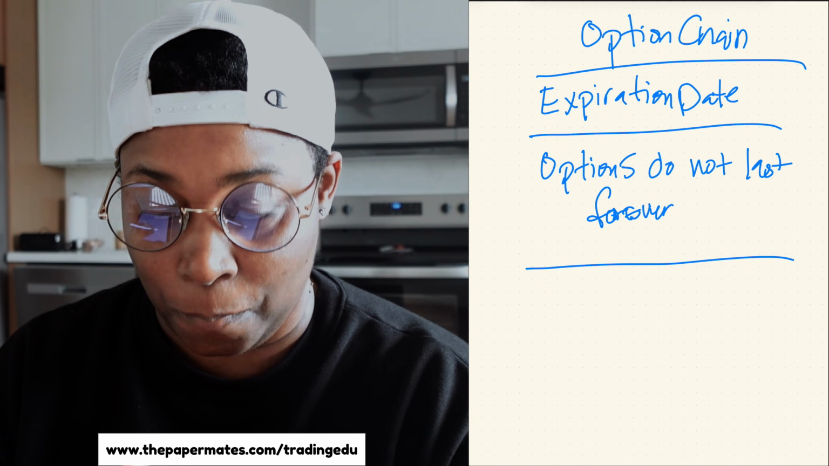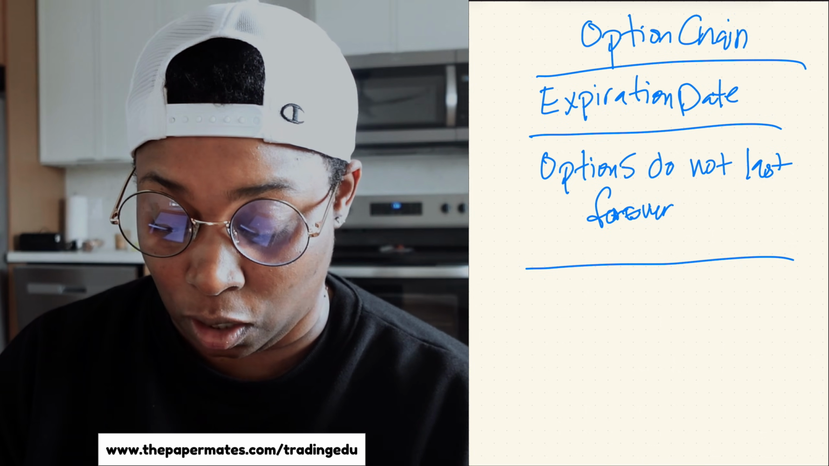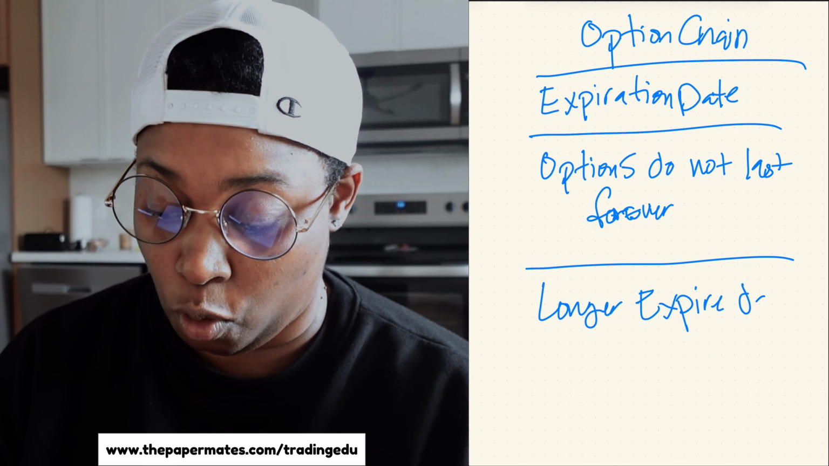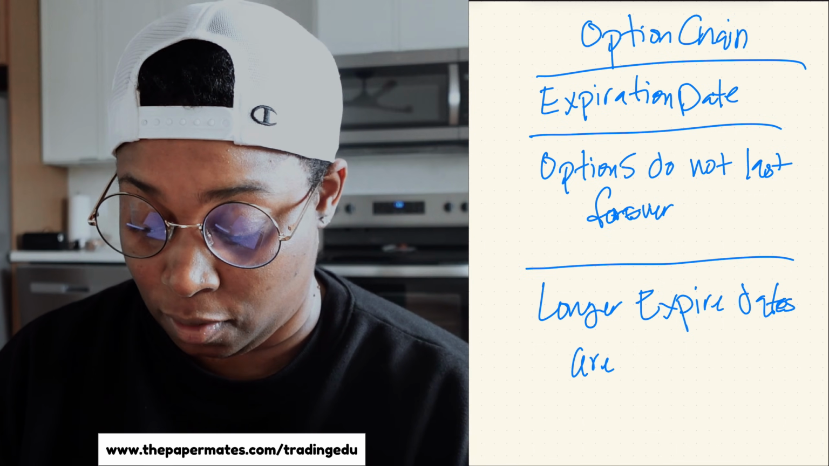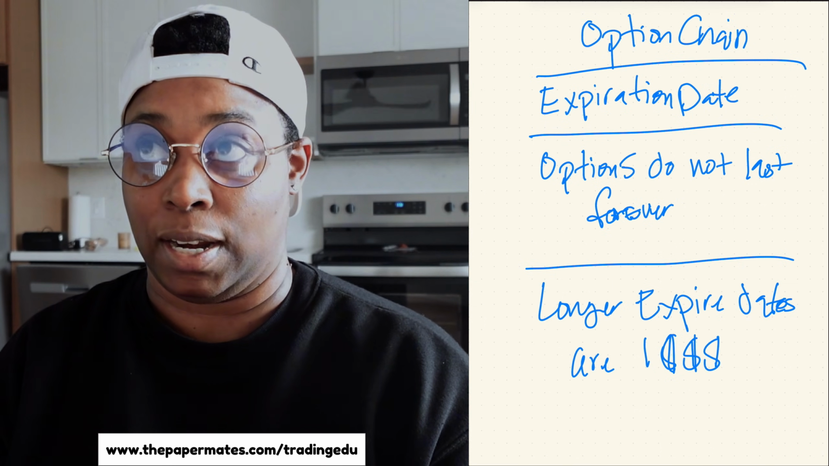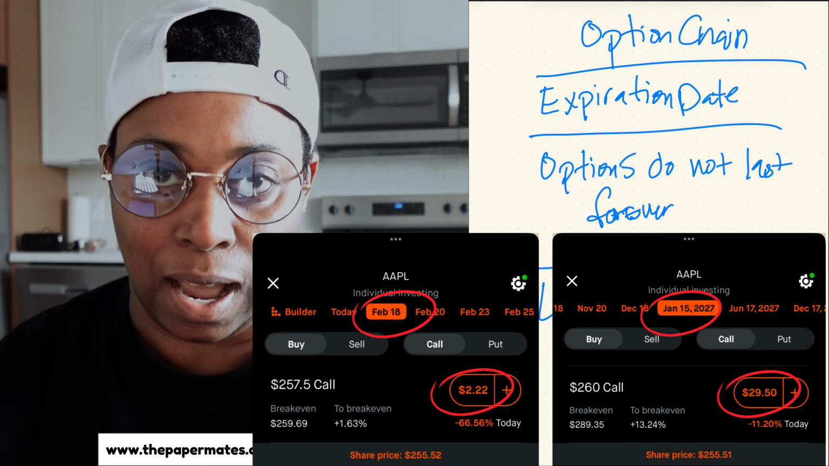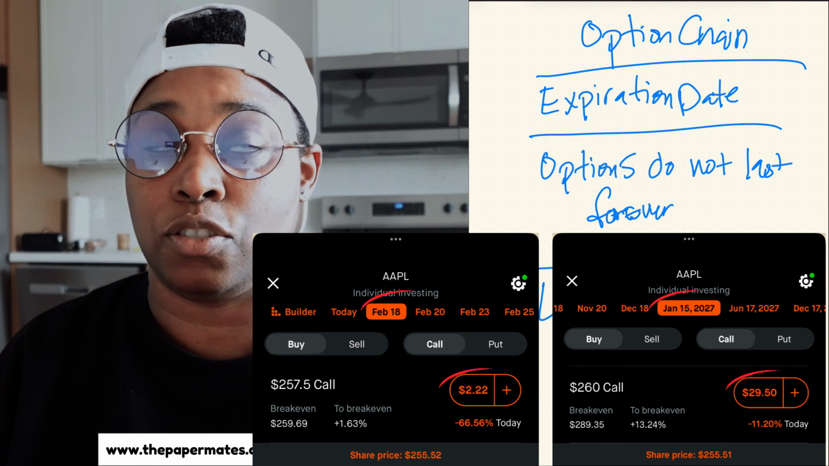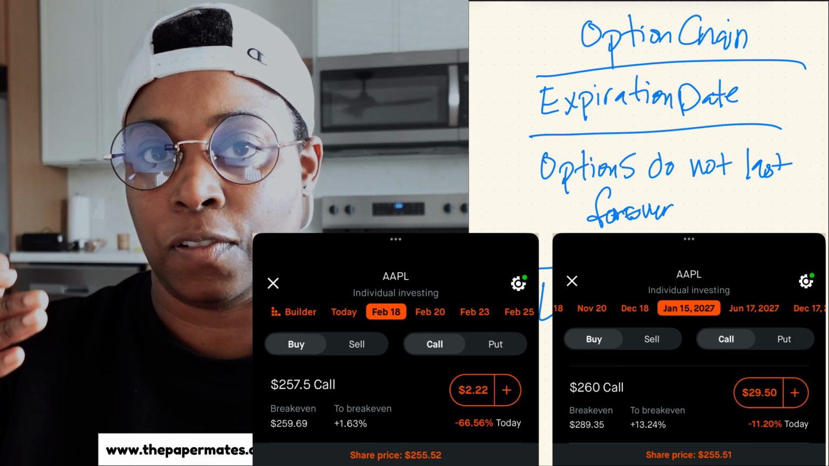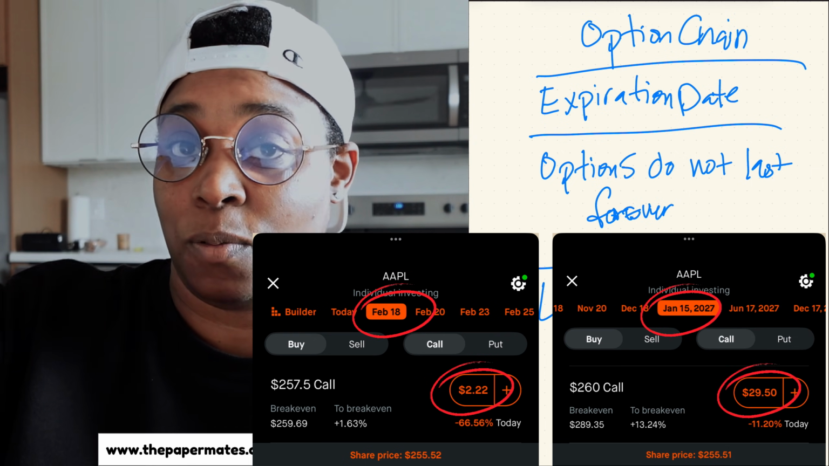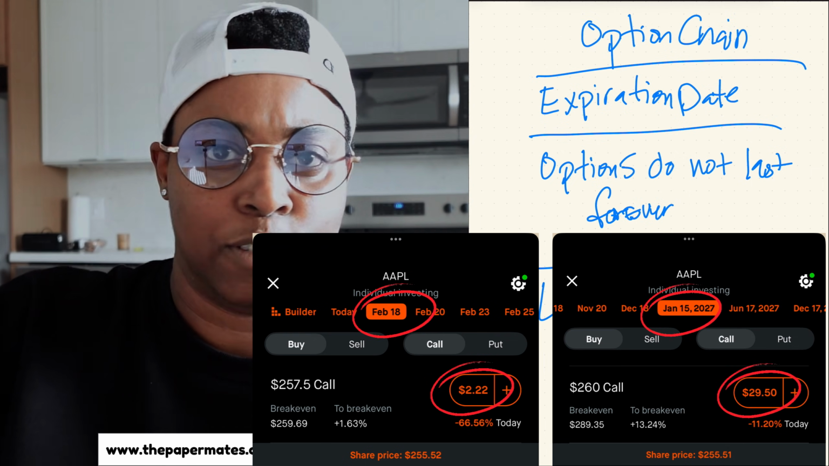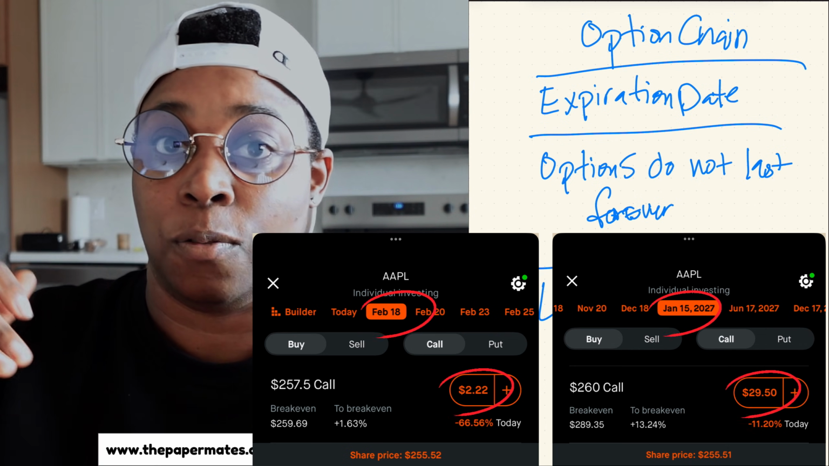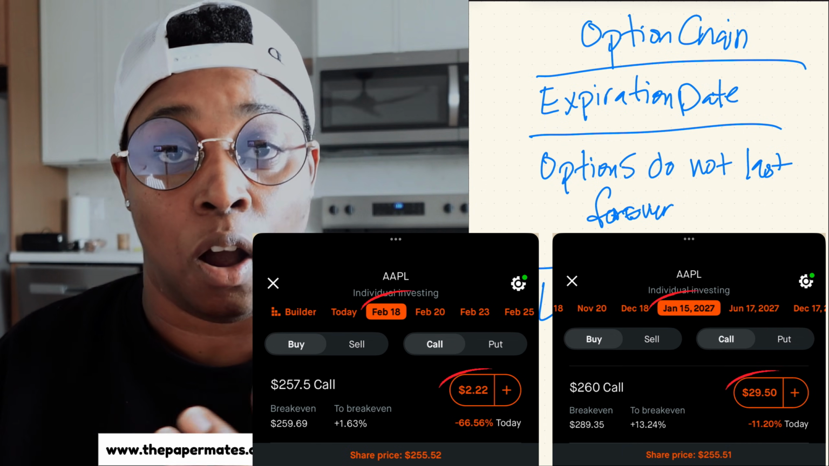Something to understand with expiration dates: the further you go out, the more expensive it gets. Longer expiration dates are more expensive. When you are trading, think of it as buying time. So if today is February 13th, and I want to get into a trade in Apple because I believe that from February 13th, 2026 to, hypothetically, February 13th, 2027, about a year, Apple is going to really increase, that's a full year. That's what you call a leap.